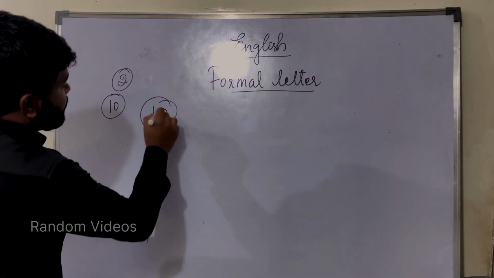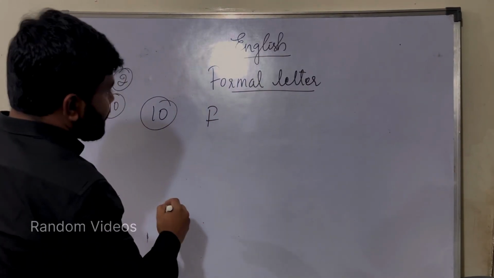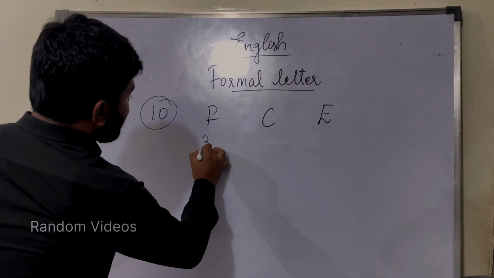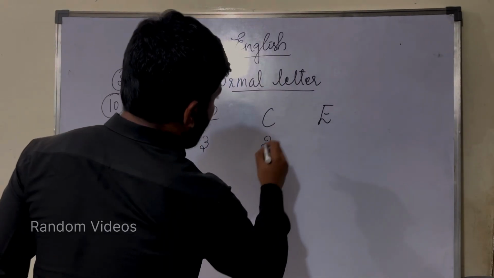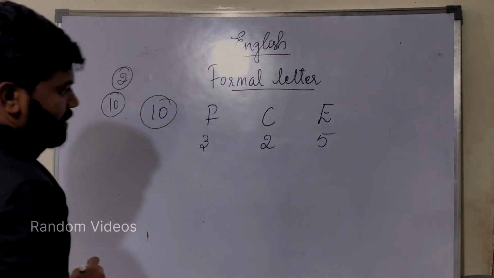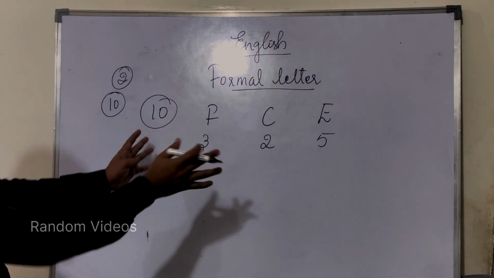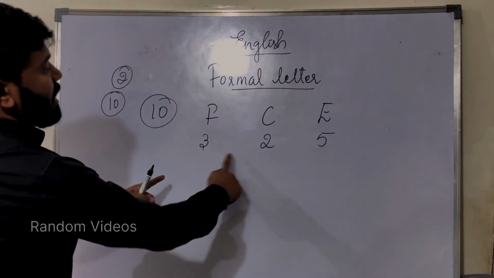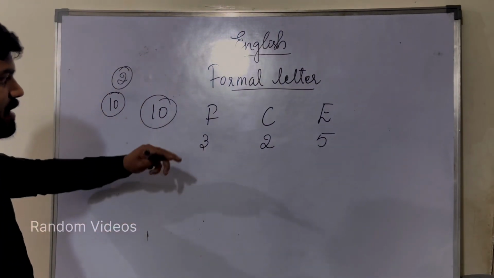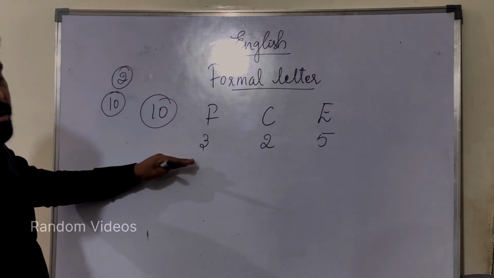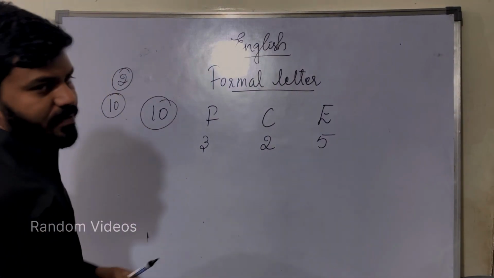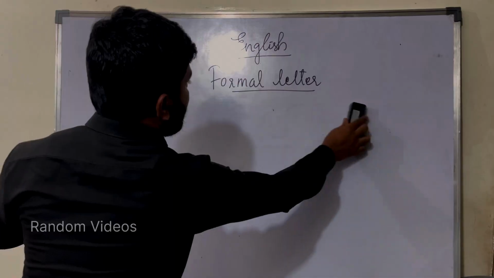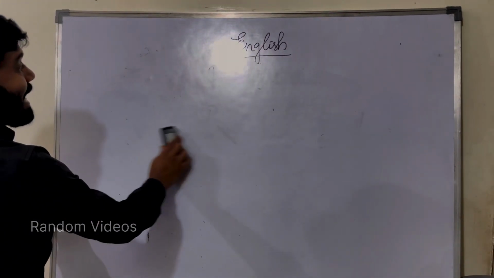The 10 marks are further divided into format, content and expression. Format carries 3 marks, content carries 2 marks, expression carries 5 marks. Now let us go into the format of writing the formal letter. So keep this in mind: format, content and expression. This is how these 10 marks are divided into these different segments. So how do you write a correct formal letter, the correct format as per ICSE?